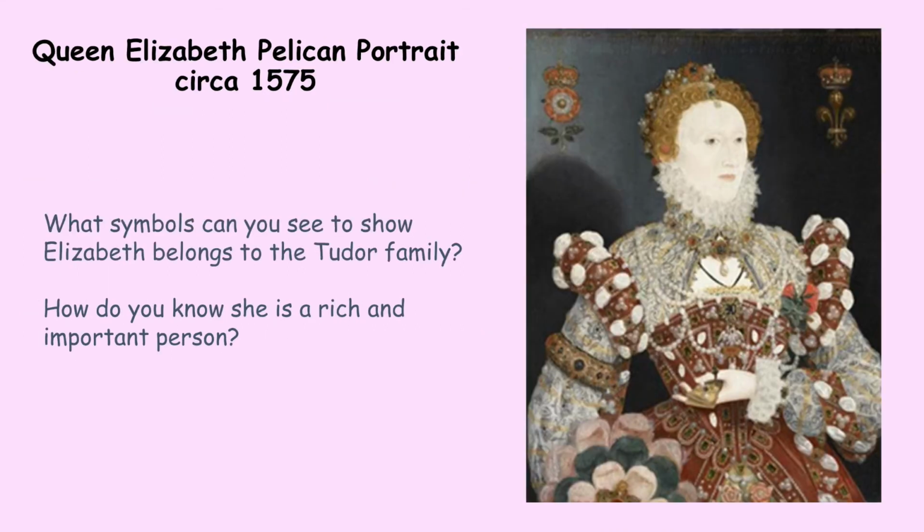This one is Queen Elizabeth, a Pelican portrait, 1575. Again, have a look closely at it. What symbols can you see? Are there any to do with the Tudor family or show that Elizabeth belongs to the Tudor family? Also, how do you know she is rich? How do you know she's important? What can you tell about her from this picture?